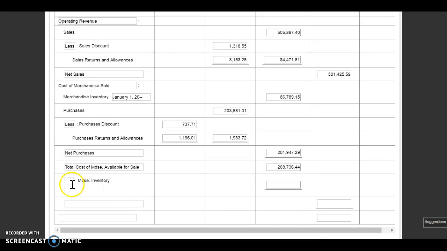Okay, now we need to subtract from it. So I'm going to put less, and it has in there less merchandise inventory. And now again, it has that just like we had before, because this is going to be our ending inventory. So we're going to put that date in there. So December 31st, 20 dash dash. Okay, our ending inventory we're going to get from up above. Okay, we need to look at what our balance is in our adjusted trial balance.